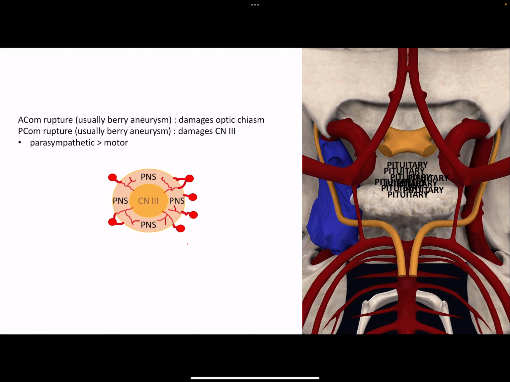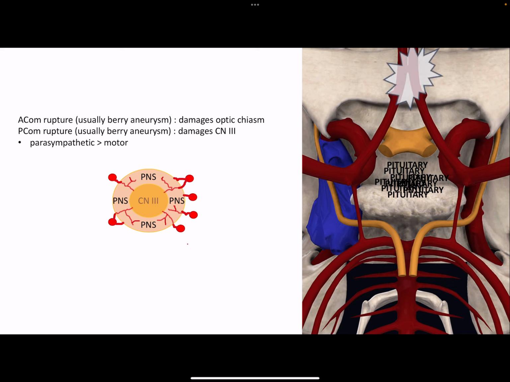Remember that cranial nerve 3 is on the inside and the parasympathetic nervous system is on the outside. So ischemia would deprive cranial nerve 3 before the parasympathetic nervous system, and a tumor is going to damage the parasympathetic nervous system before it gets cranial nerve 3. But it could easily get both. It often will get both.